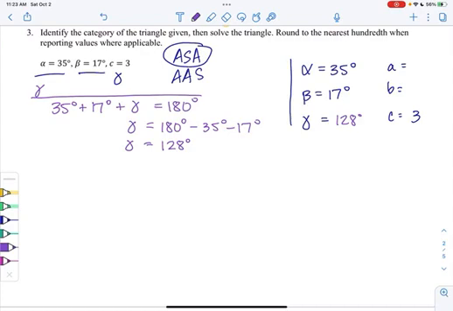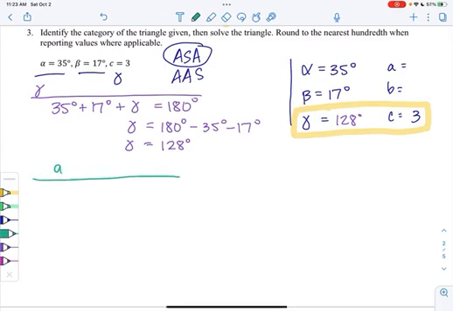So now what I've found is I have this matching pair, and when I have that kind of corresponding pair, then I know that I can use law of sines. So now to use law of sines, I can solve for A or B. It doesn't matter which one I solve for first. Let's start with A.